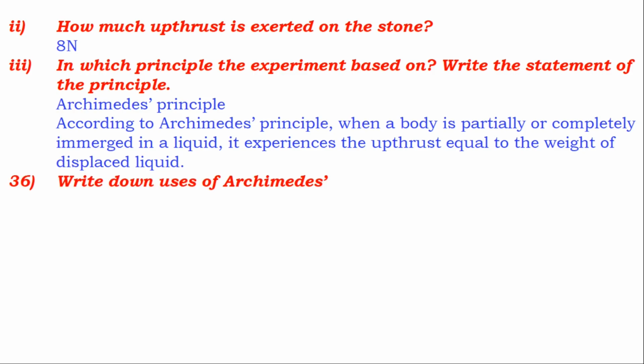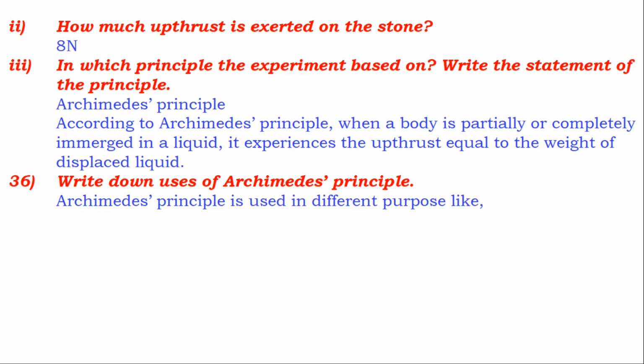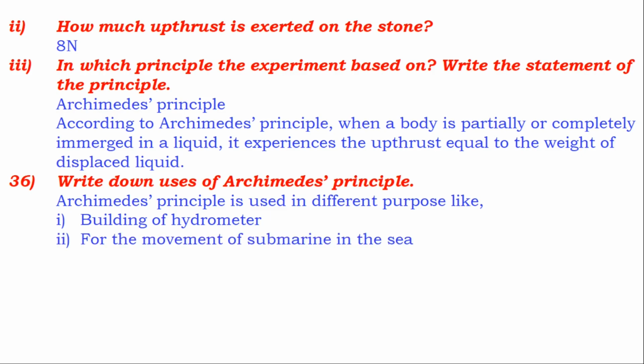36. Write down uses of Archimedes principle. Archimedes principle is used in different sectors, but a few of the most important ones are these. Number 1, building of a hydrometer. A hydrometer is a device which is used to measure the density of a liquid. It is based on the principle of what? Archimedes. And number 2, for the movement of a submarine in the sea.